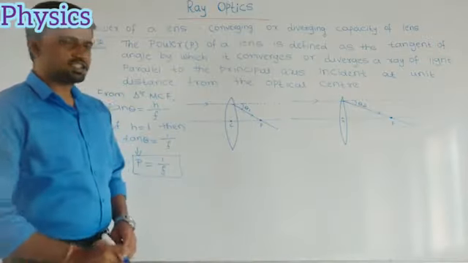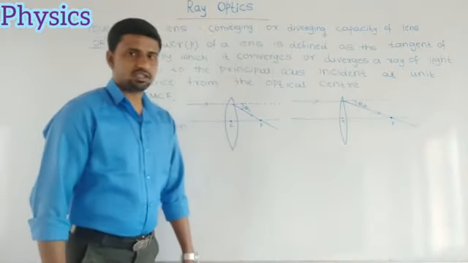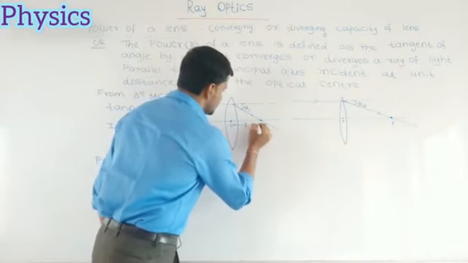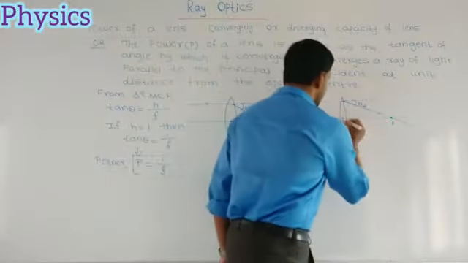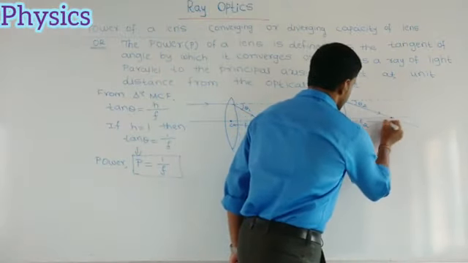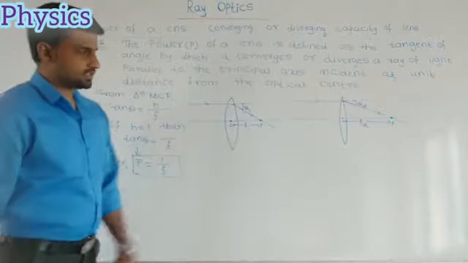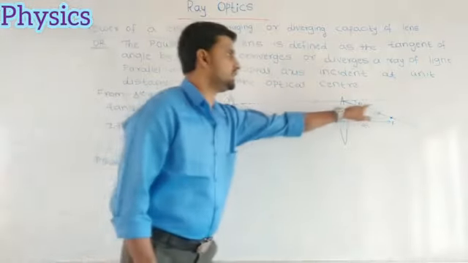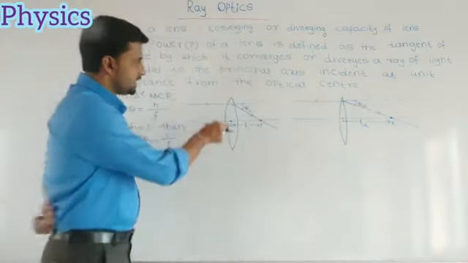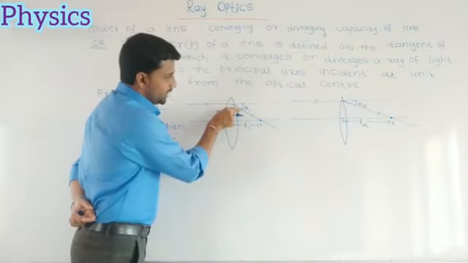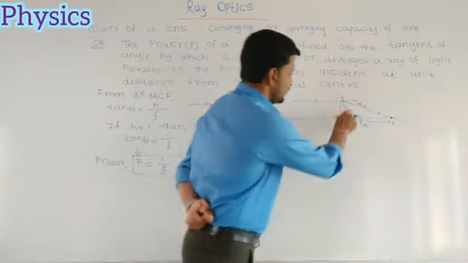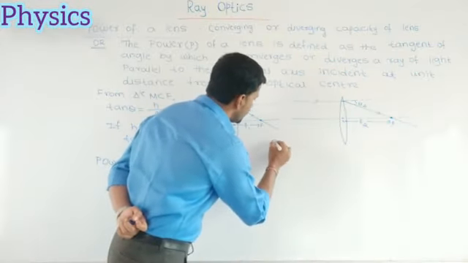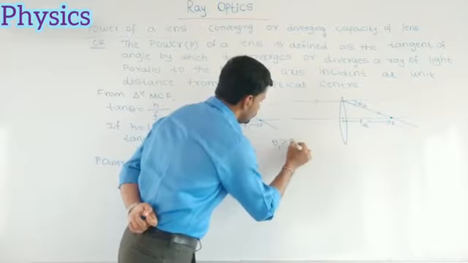And we know that the distance from the optical center to the focus is nothing but the focal length. For the first lens, I am taking the focal length as f1. For the second lens, I am taking the focal length as f2. If you see, in the two cases, the bending angle theta 1 is more than theta 2. Right? In the first case, the bending of the ray of light is more. In the second case, the bending of the ray of light is less. So I can tell theta 1 is greater than theta 2.